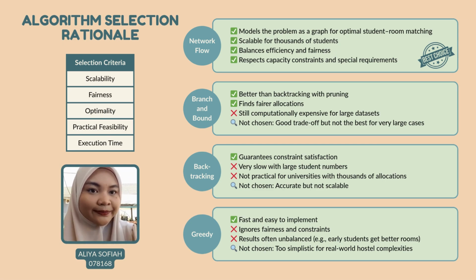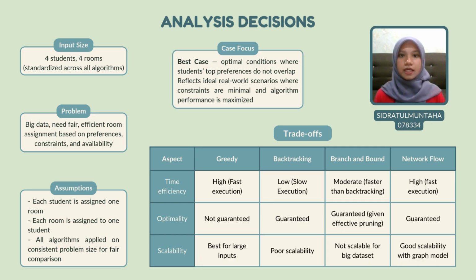For our analysis decision, we standardize the input size to small scale, 4 students and 4 rooms. This allows us to apply all algorithms fairly and compare their performance under the same conditions. The problem we are addressing is how to assign hostel room fairly and efficiently, especially dealing with large data. The allocation must consider students' preference, constraints, and availability.